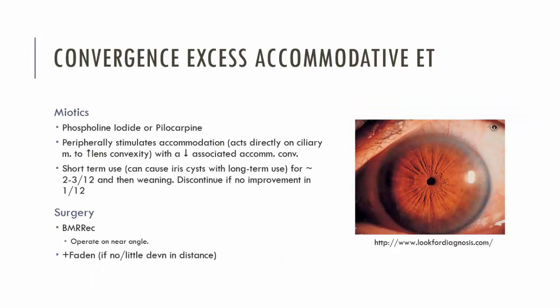Okay, another option we have is miotics. Miotics are only used in terms of strabismus in convergence excess accommodative ET. What it does is it peripherally stimulates accommodation so that we don't have the excessive amount of accommodative convergence that goes with accommodation. So with that miotic, we have a reduction in the size of the deviation at near when there is a demand for more accommodation.